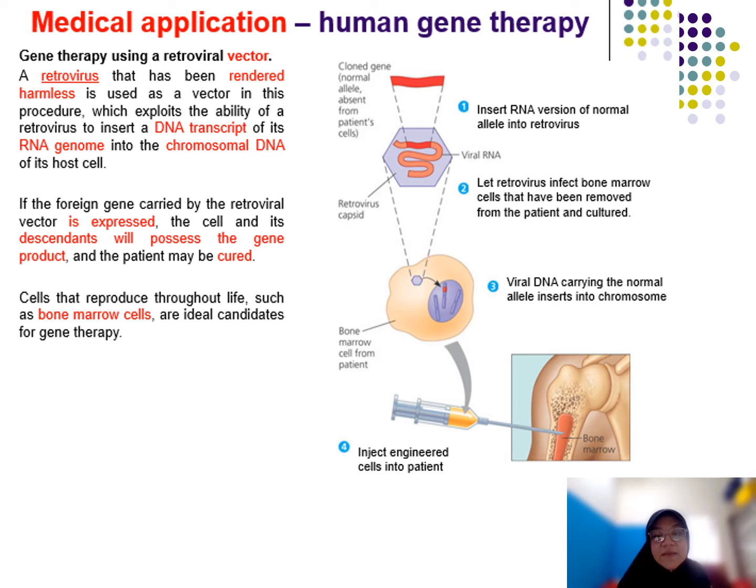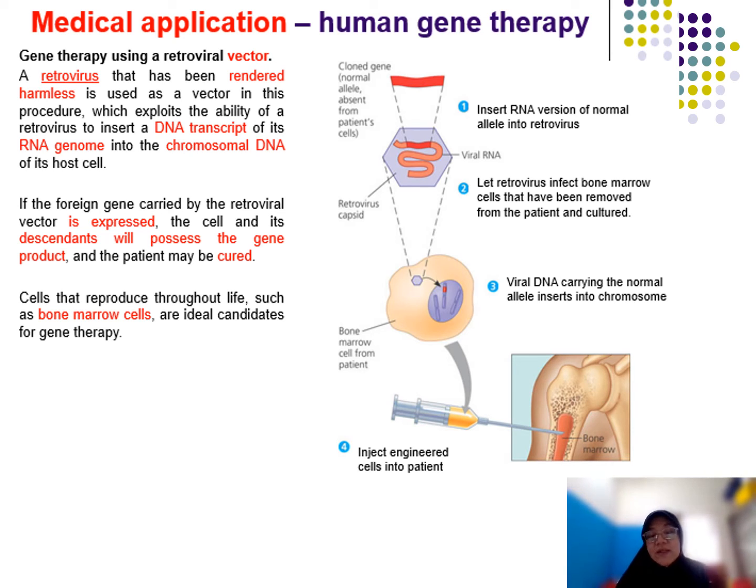Kita akan letak ke dalam bone marrow, okay, of patient, okay. Kita akan letak dalam the retrovirus inside the bone marrow cells of patient yang sakit gene tadi, genetic disease. Okay, and then after that, the normal tadi dia akan bind with the chromosome, okay, of the cells, bone marrow cells. Then dia akan clone, hasilkan banyak, multiply, okay, then injected into the bone marrow, okay, of the patient.